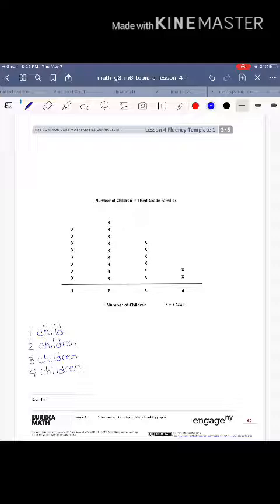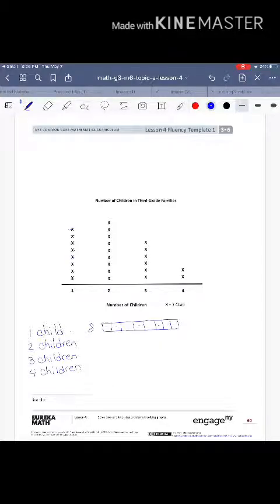So the families that have one child are 1, 2, 3, 4, 5, 6, 7, 8. So one child, 8 families have it, right? And we could even represent this as a tape diagram with 8. 1, 2, 3, 4, 5, 6, 7, and I think I need one more. 1, 2, 3, 4, 5, 6, 7, 8. Let me just erase. I think I have one more. 1, 2, 3, 4, 5, 6, 7, 8.